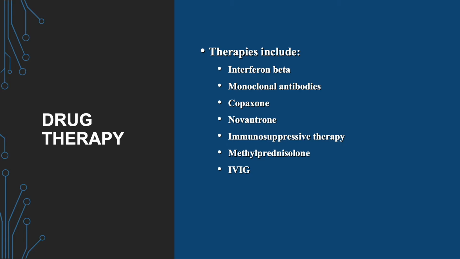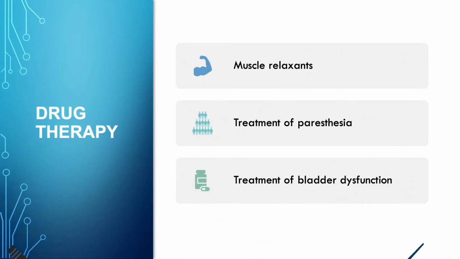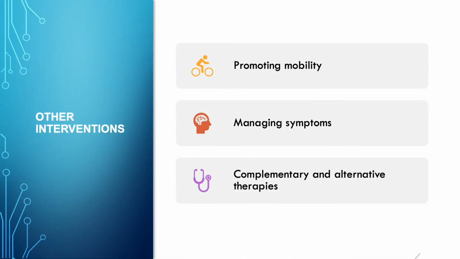Besides trying to reverse the injury using futuristic type drugs, it is important to remember that there is drug therapy in the here and now. And these drugs include a muscle relaxant for comfort and positioning to prevent things such as contractures, treatment of the paresthesias, which are the unpleasant tinglings, and treatment of bladder dysfunction. Other interventions include promoting mobility, managing the symptoms associated with the spinal cord injury, and of course, complementary and alternative therapies to promote acceptance, relaxation, and a reduction of stress.